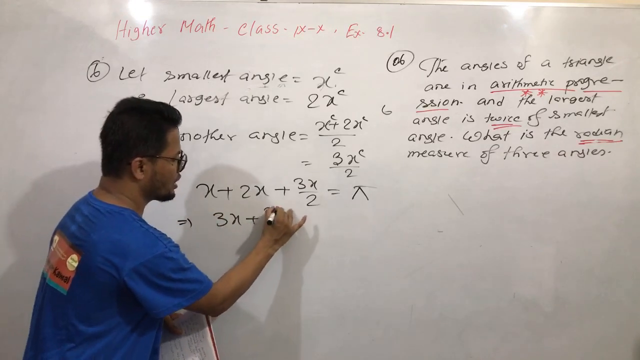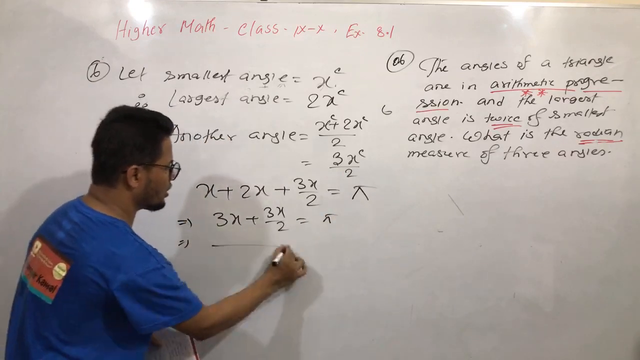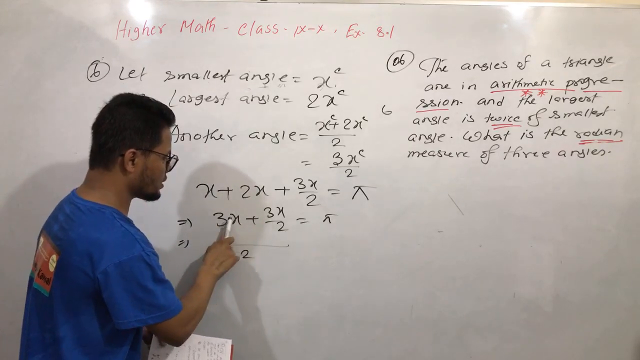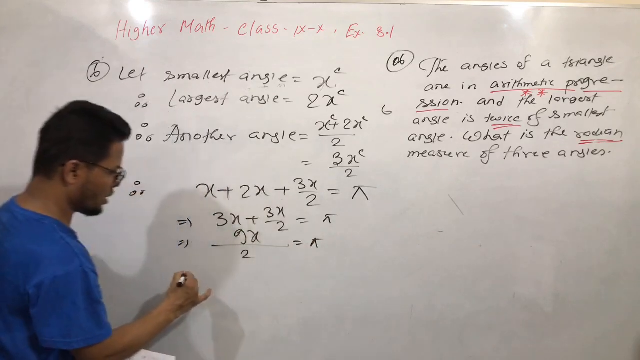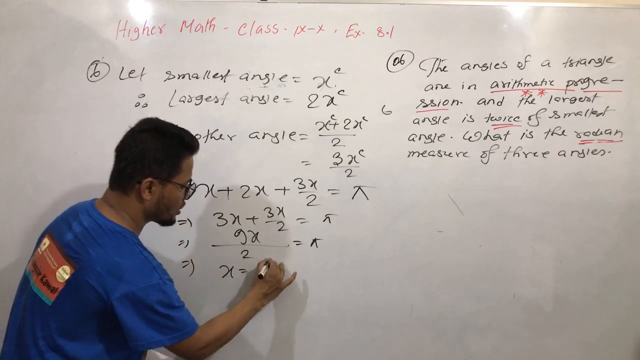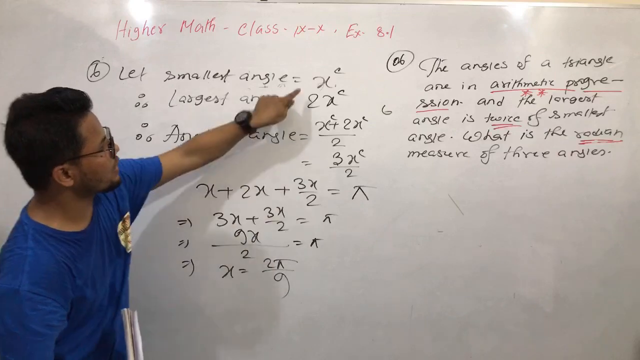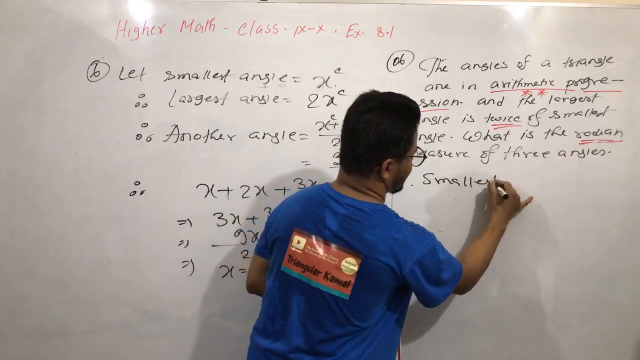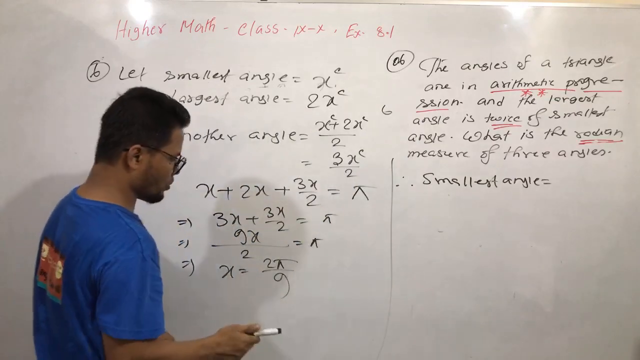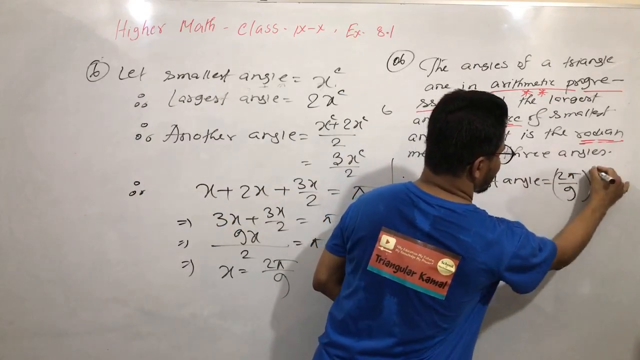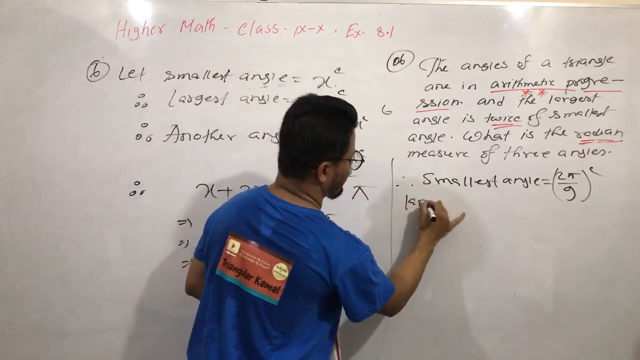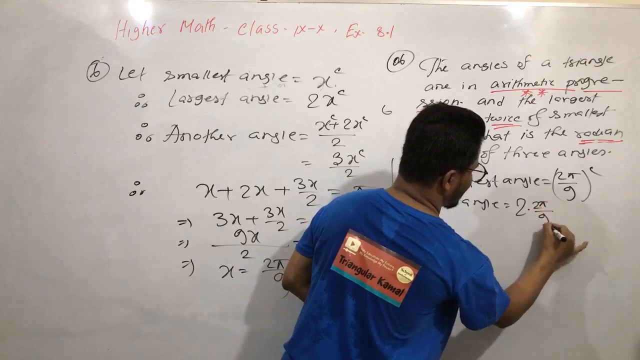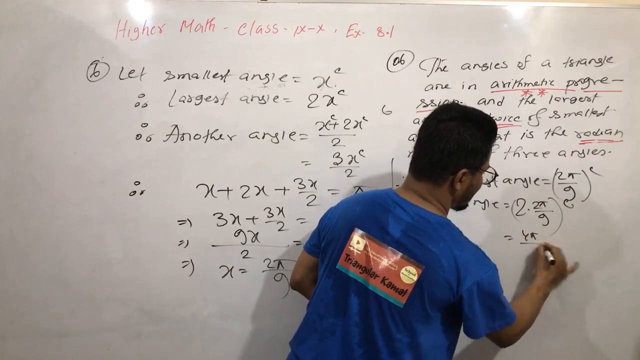3 times of x plus 3x by 2 equal pi, or right here 2, 3 to the 6, 3 to the 6 plus 3, 9x divided by 2 equal pi, and do simple calculation here, x equal 2pi divided by 9, and this is one angle, smallest angle. So smallest angle equal the value of x, 2pi by 9 radian, and largest angle will be 2 times of x, 2 times 2pi by 9. This is 4pi divided by 9^c.